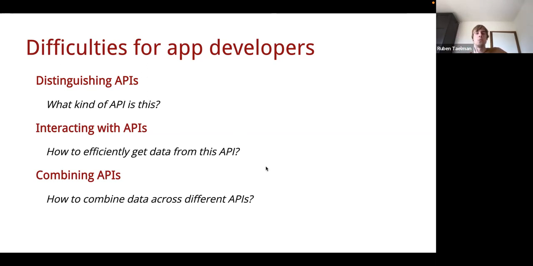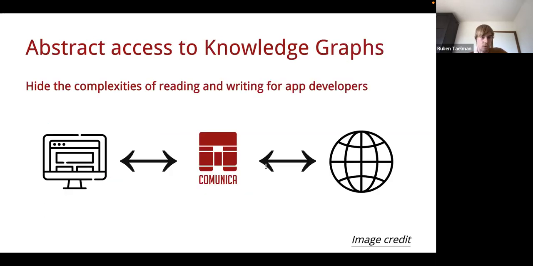And this is exactly where Comunica is positioned. So the goal of Comunica is basically to abstract access to knowledge graphs on the web. The goal here is that it can hide all of the complexities for reading and writing for application developers. In this figure here, you can see that Comunica is positioned between the client-side application and the knowledge graphs on the web. So it's this abstraction layer.